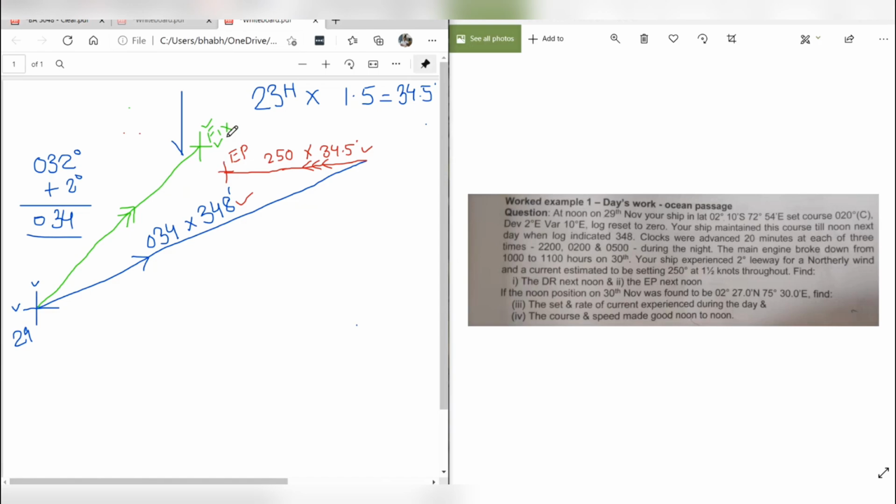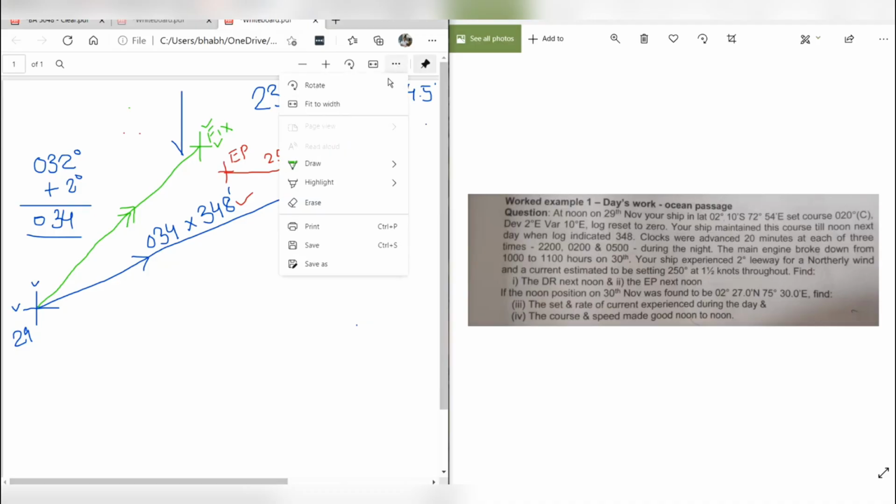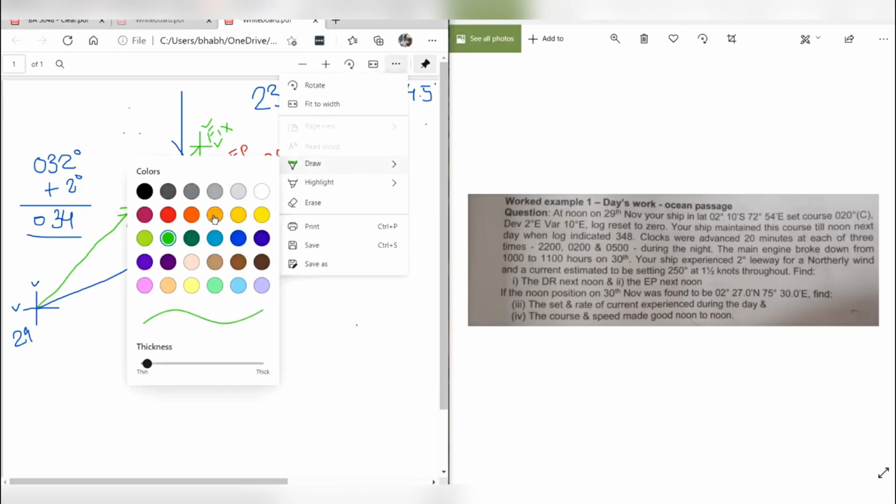So how to find the actual set and rate of the current now? See, the 250 and 34.5 miles that we applied, this was an estimate. We had estimated the current before starting our passage, estimated from the routing chart or sailing directions, and we found our estimated position based on this. But now that we have got the next day's fix, we can obtain the accurate current which was affecting us. So how can we show it here? Let me pick up a different color. Let's pick up yellow.